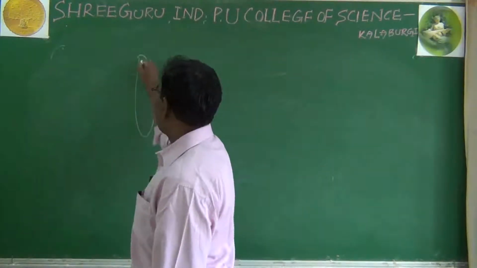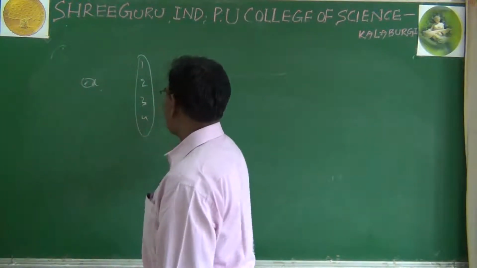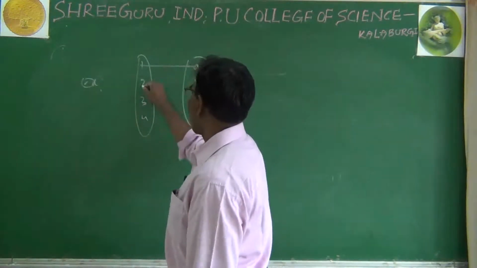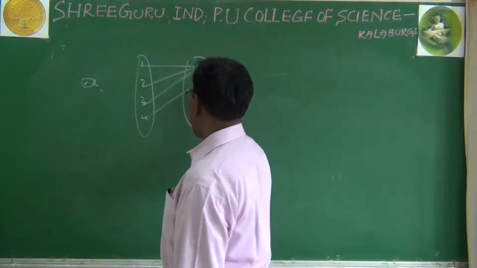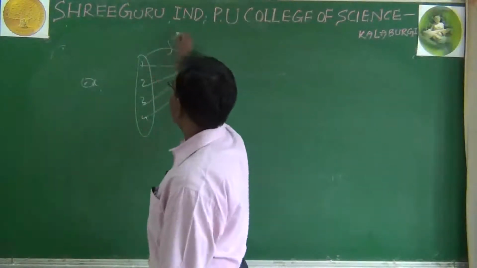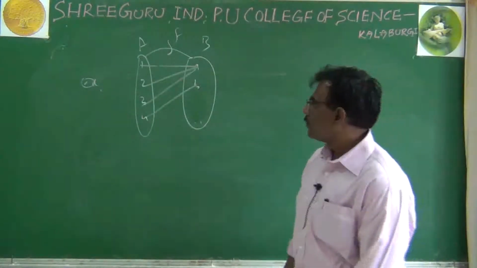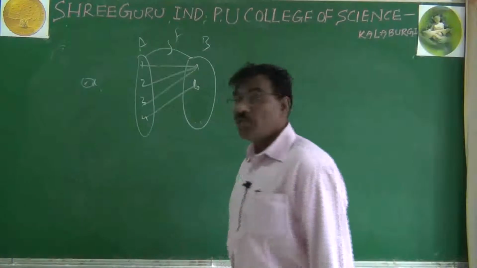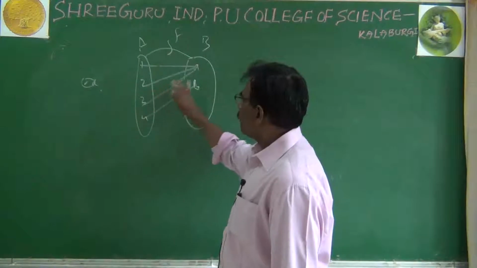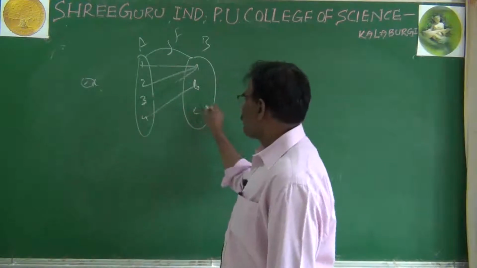To give an example, take 1, 2, 3, 4 in A and a, b, c in B. This is f from A to B. My question, is it a function? Yes, it is a function. Is it a many one function or not? Yes, because you can take two or more elements, no problem.